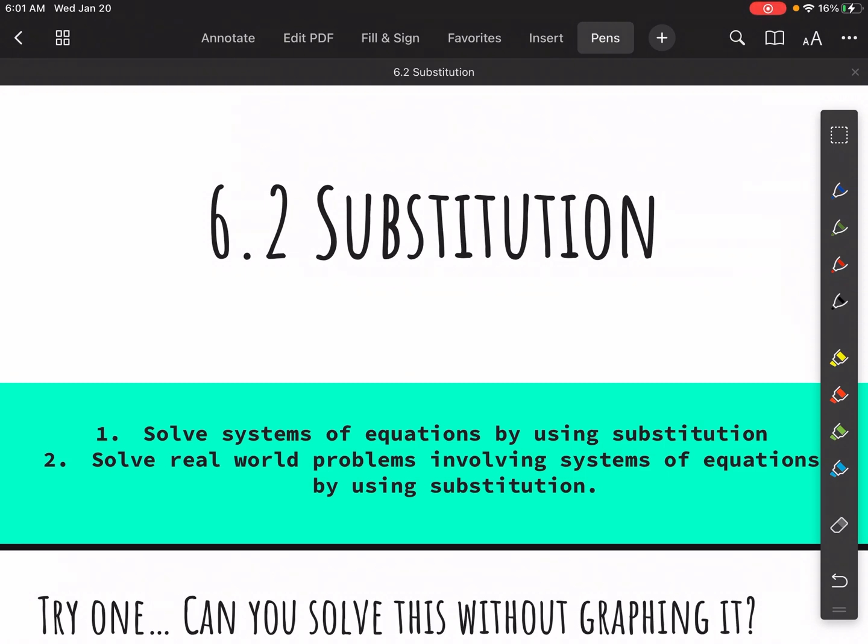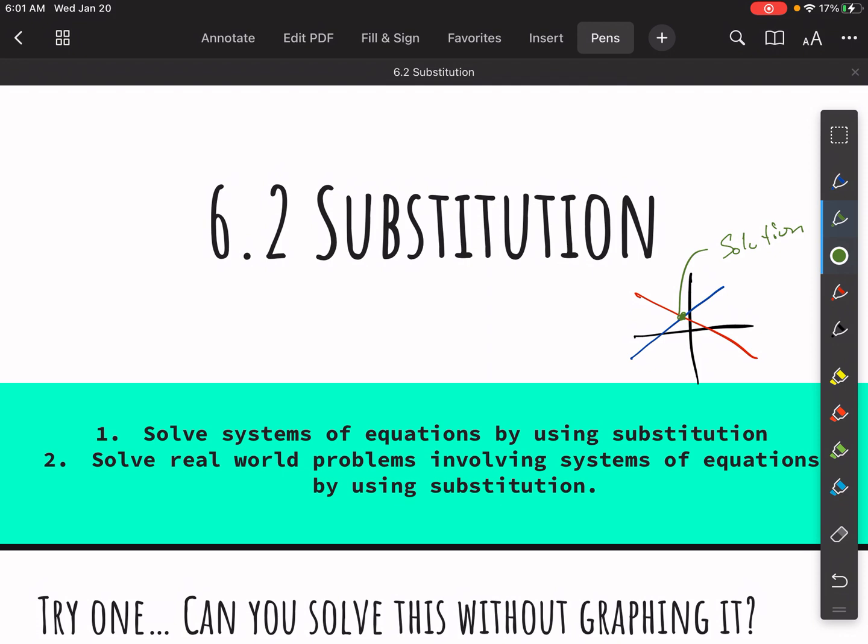Welcome to 6.2 substitution. In this chapter, we are focusing on systems of equations. Visually, and this is systems of linear equations to be more specific, if I have two lines that cross, the place where they cross, that coordinate right there, is the solution to a system.